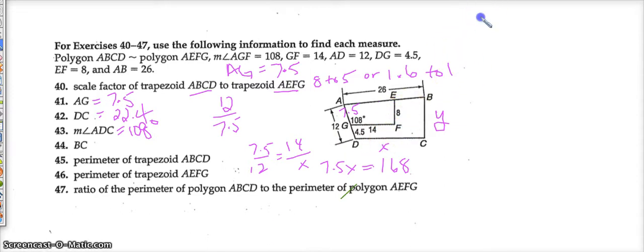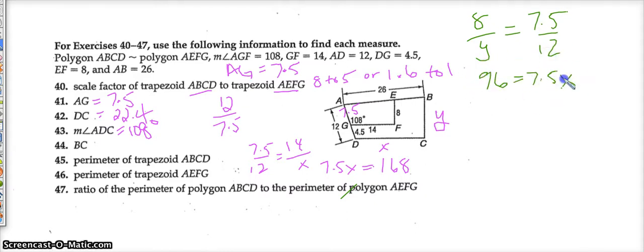Okay. For me, I'm going to do 8 over Y is equal to 7.5 over 12. So I get 96 is equal to 7.5x. I'm sorry, y, 7.5y. So 96 divided by 7.5 is 12.8. So this is equal to 12.8.